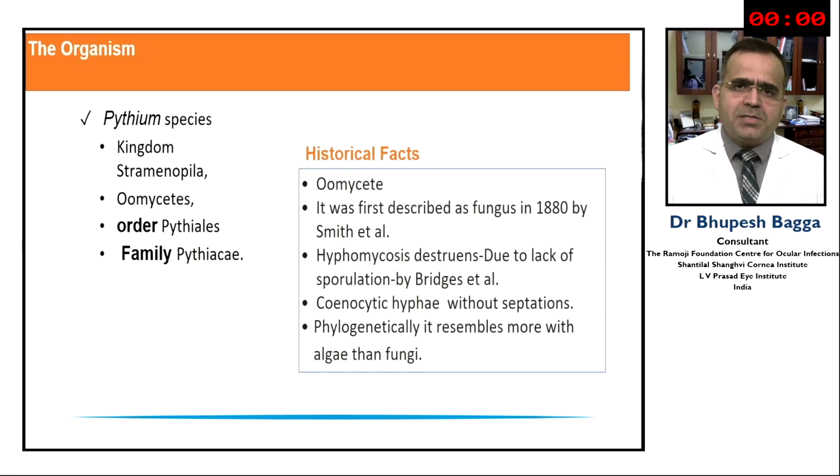But if you see the historical facts about this organism, it was first described as a fungus in 1880 by Smith et al. Because of lack of sporulation, it was described as Hyphomyces destruens by Bridges et al. Later on, it was differentiated from fungus as an oomycete. But phylogenetically, it resembles algae more than fungi.